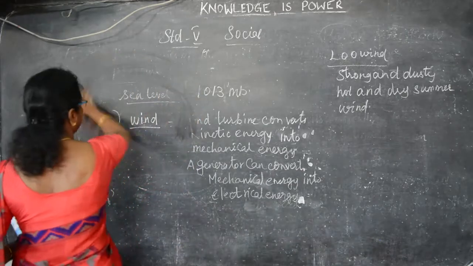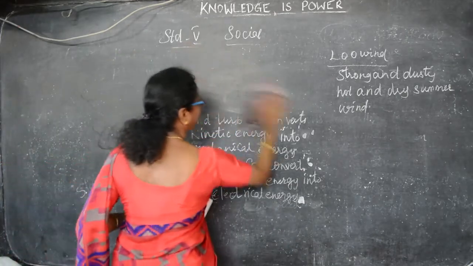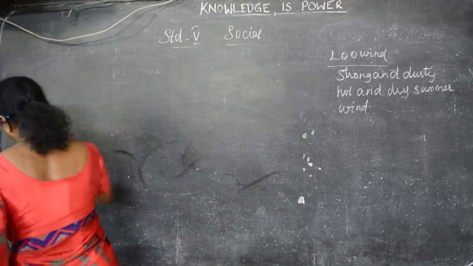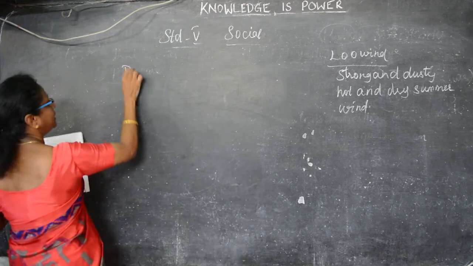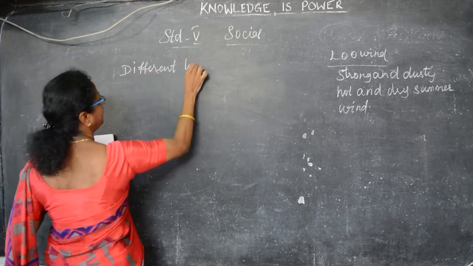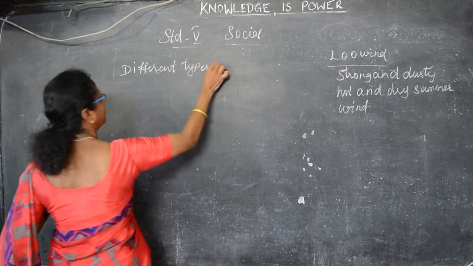Now we are going to see the different types of wind. So we have seen pressure, sea level and wind. Now we are going to see the different types of wind. What are the different types of wind? We will see that.